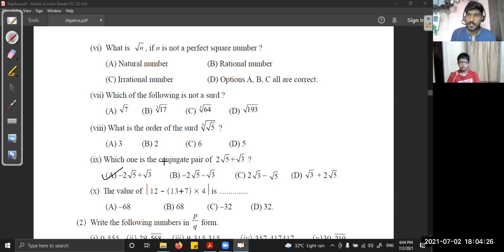Clear now? Yes, sir. Okay. 10th one I want you to do for homework. There is a modulus sign. So you just have to solve the expression inside. If the answer is positive, you select the positive one. If it is negative, you make it positive. Will you be able to do the 10th one?